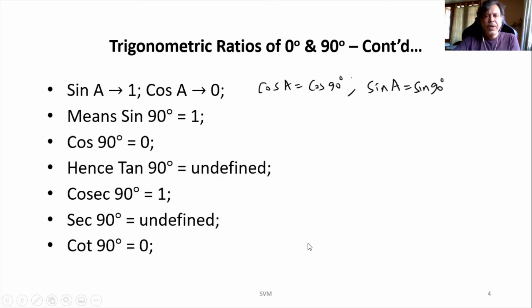So in this video, we have seen how to evaluate the trigonometric ratios when the angle tends to 0 degrees and also when it tends to 90 degrees.